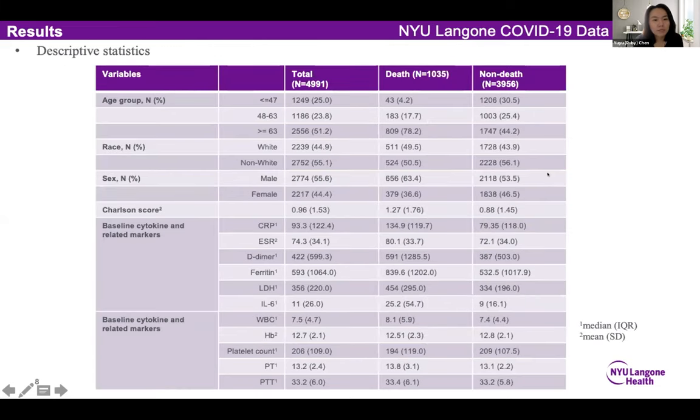And here's the basic demographic information of our participants. I'm not going to go into details here, but in total we have 4,991 patients, and the death group has 1,035, and the non-death group has 3,956.